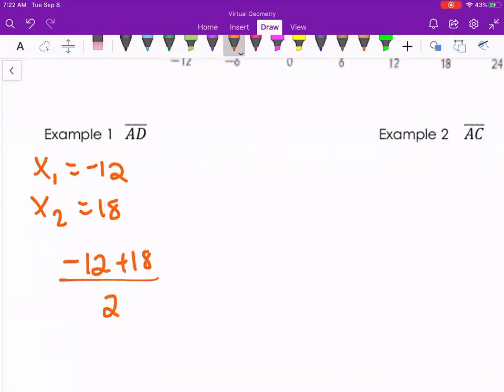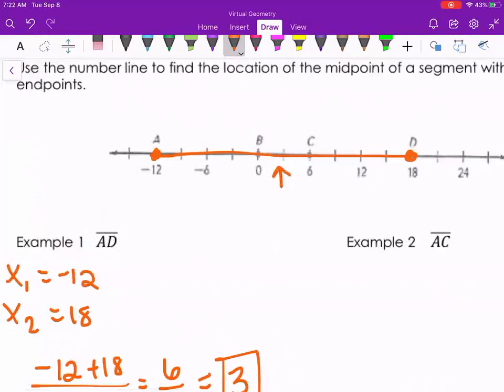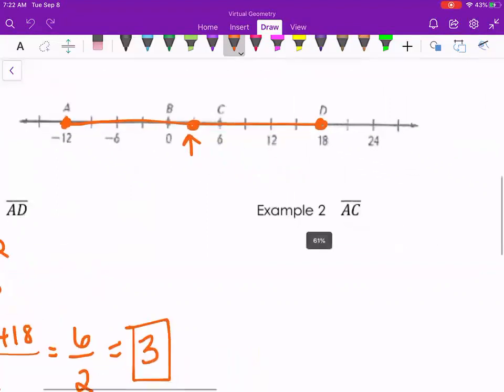So if I have -12 plus 18, that gives me 6. Then I need to divide that by 2, which leaves me at the location of 3. So when I go up to my number line at the 3, that is the midpoint of that whole segment. Now let's repeat this for another segment.